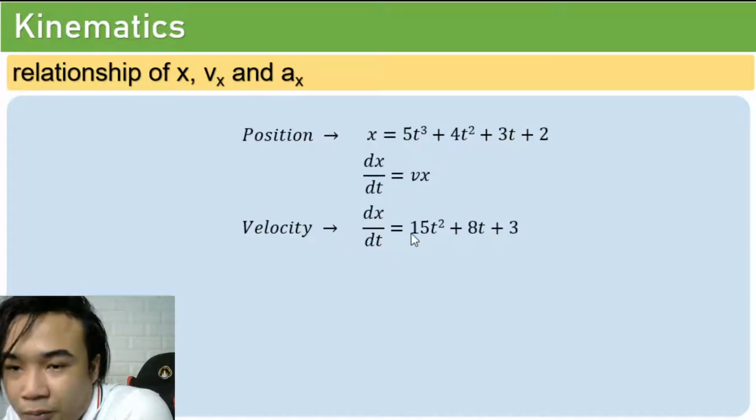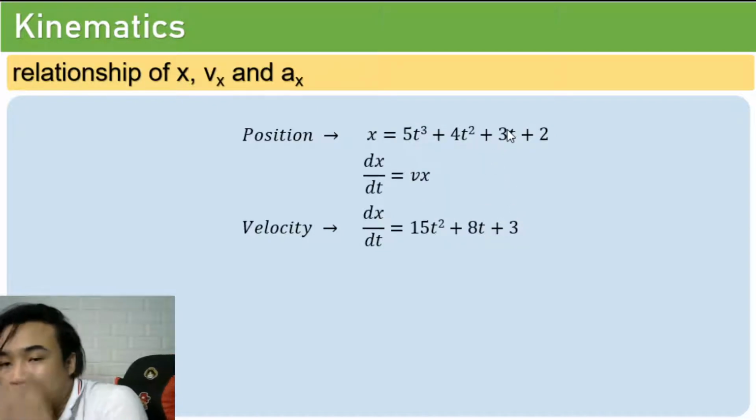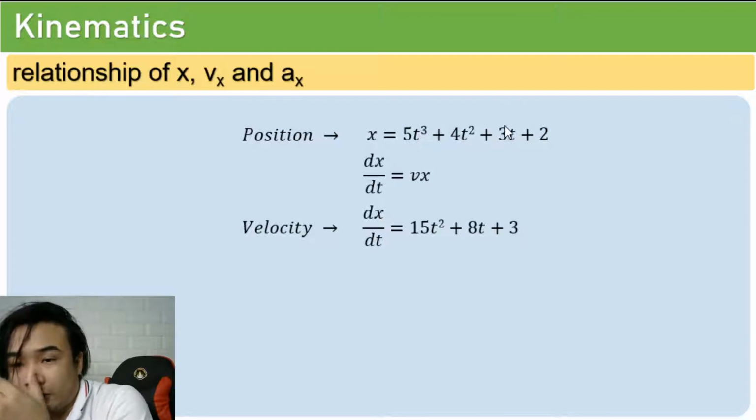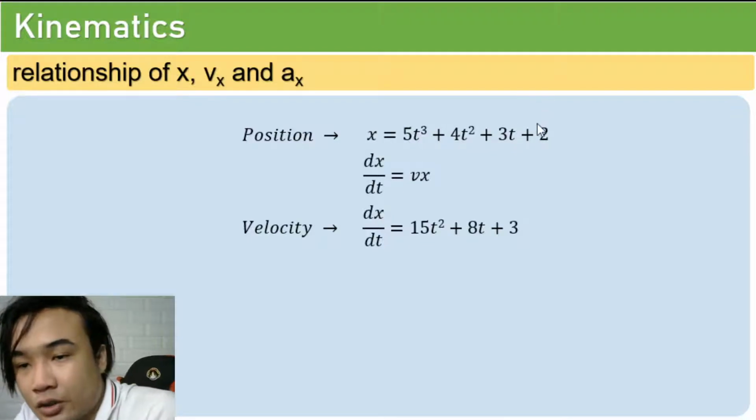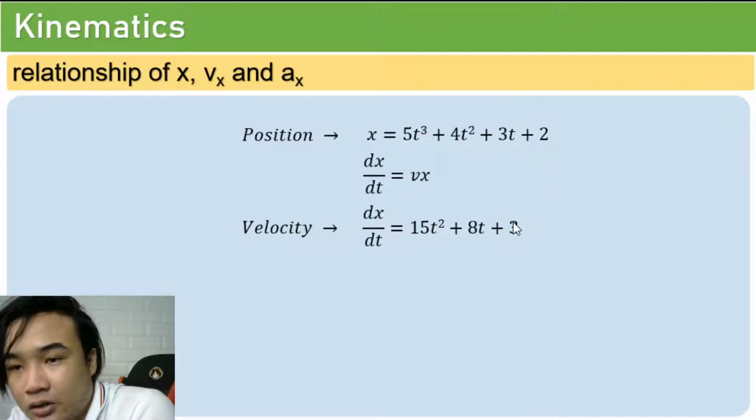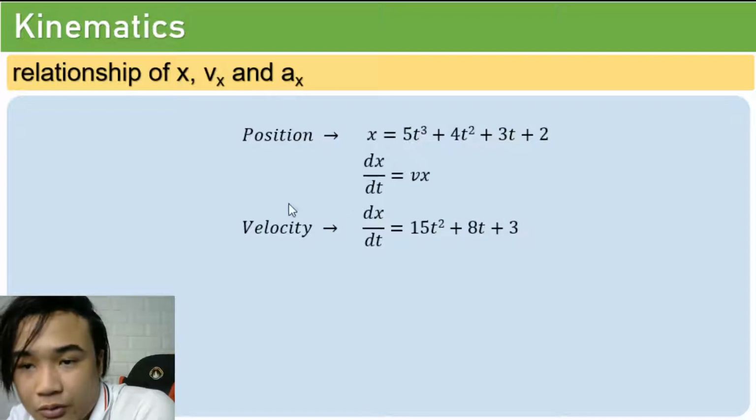dx over dt is equal to 15t squared plus 8t plus 3. Because here, 5 times 3 is 15, 3 minus 1 is 2. Here, 4 times 2 equals 8, 2 minus 1, so t is left. Then here, 1 times 3 equals 3, 1 minus 1, so 0, so only 3 is left. And the derivative of a constant is 0. This is your velocity, the equation of velocity.